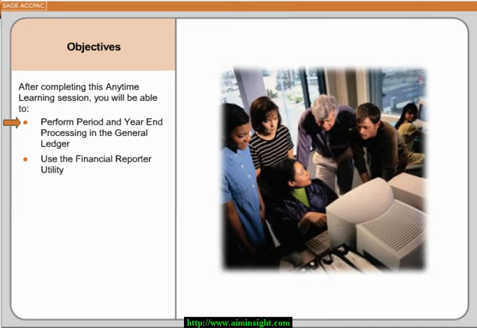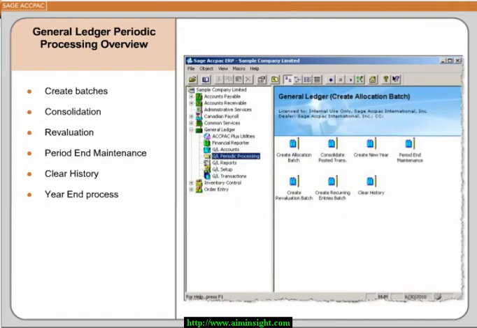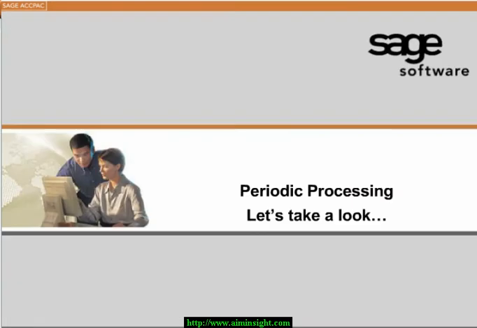Period and year-end processing in the general ledger and use the Financial Reporter utility. The periodic processing section of the general ledger module includes functions that allow you to create allocation and recurring entry batches, consolidate posted transactions, revalue multi-currency transactions, perform year-end maintenance, clear history, and perform the year-end function. Let's take a look at general ledger periodic processing.